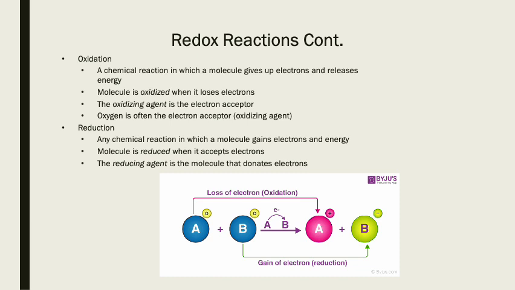So then the reducing agent is the thing that is giving the electrons away. So A is giving its electrons away. It is the reducing agent. And B is the oxidizing agent.